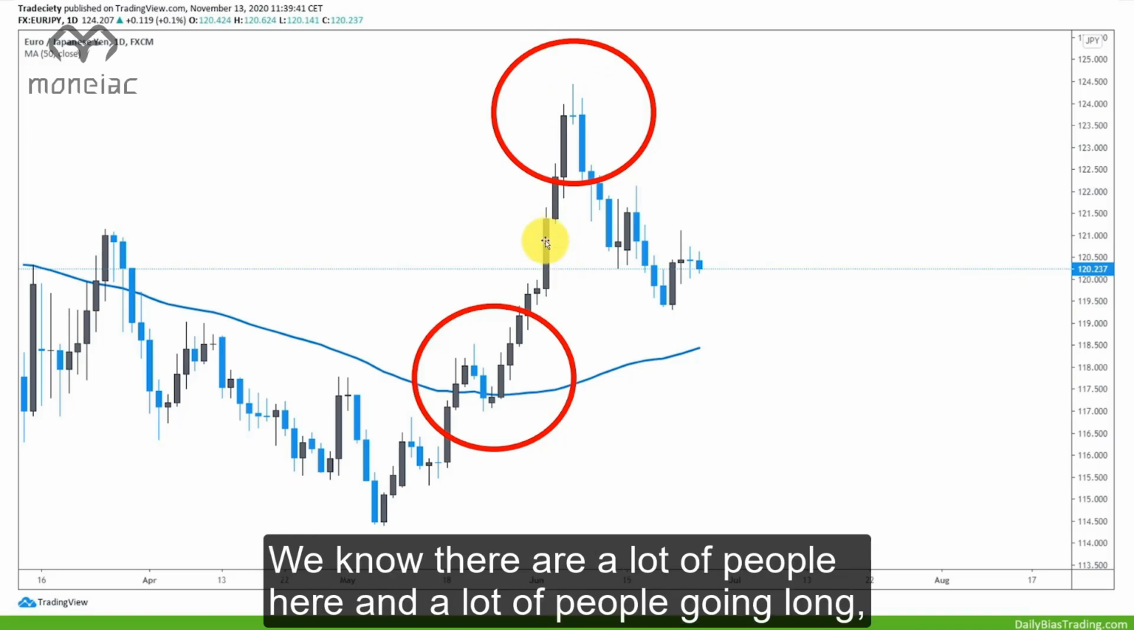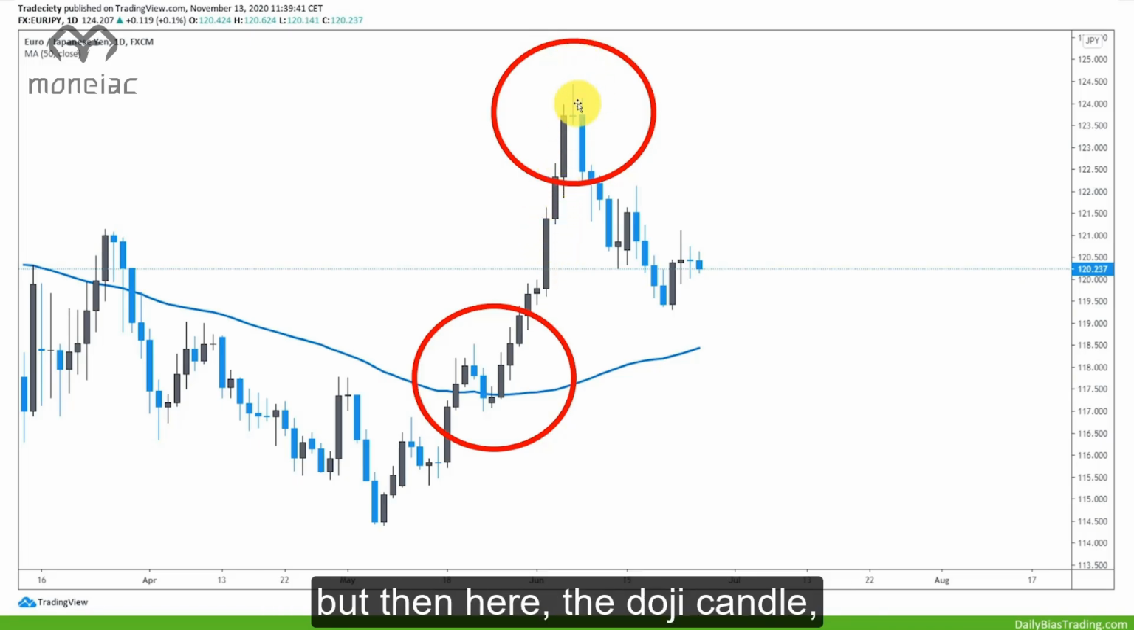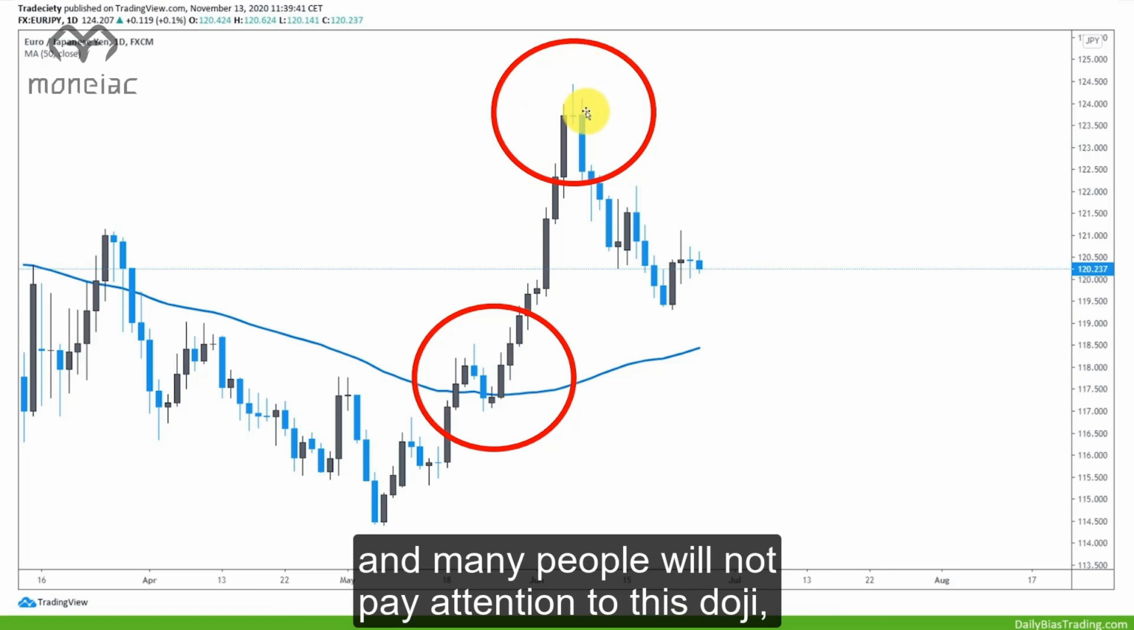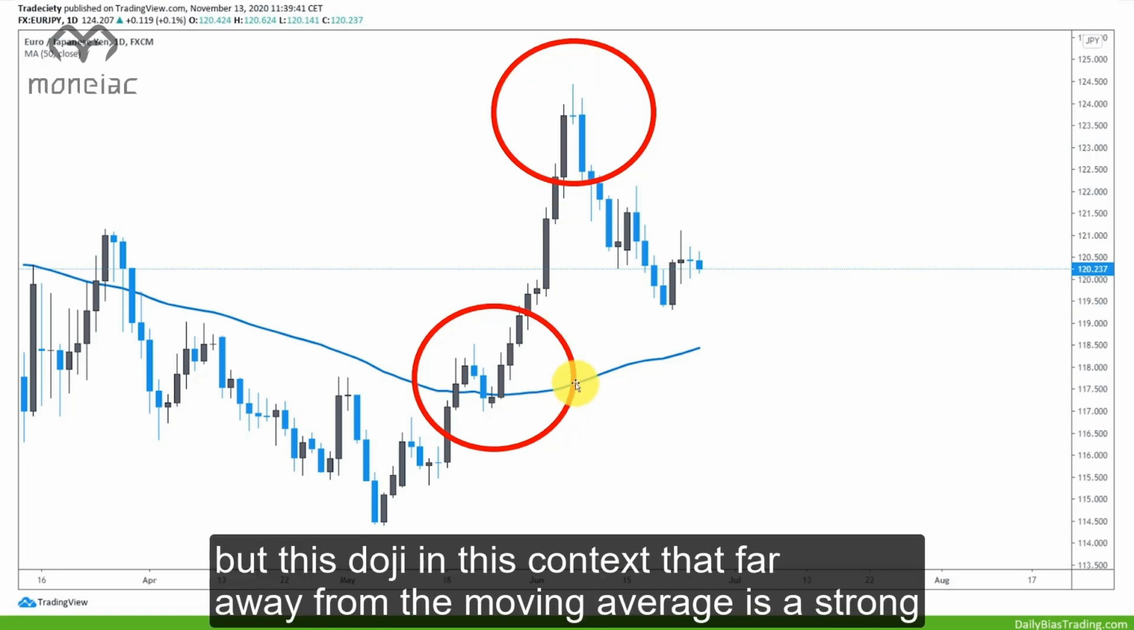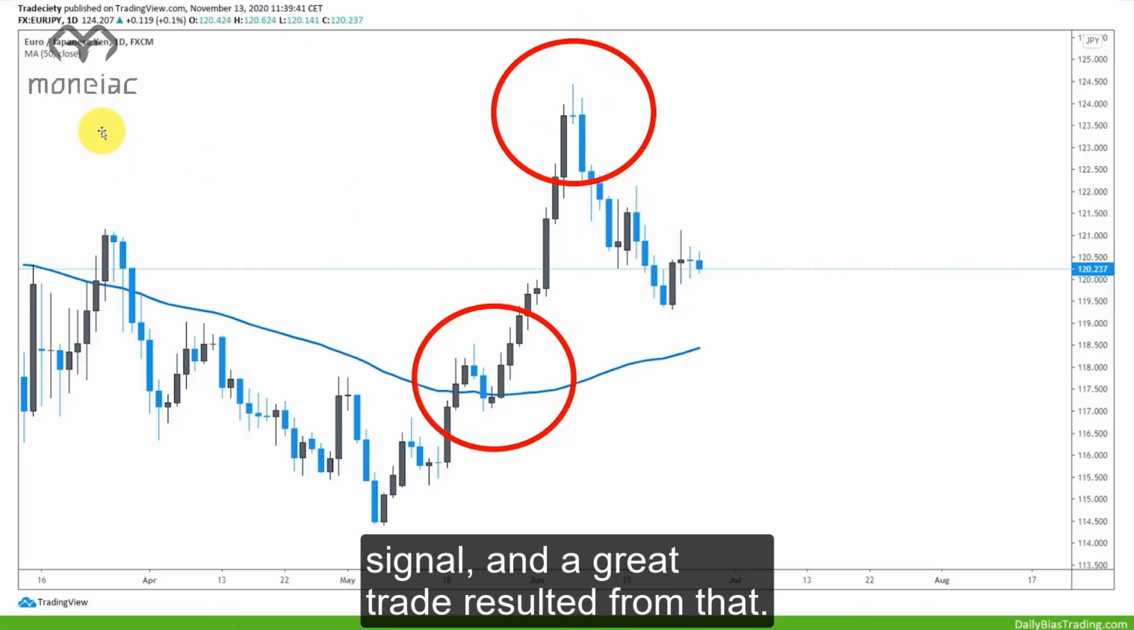We know there are a lot of people here going long. But then here, the doji candle, many people will not pay attention to this doji, but this doji in this context, that far away from the moving average, is a strong signal, and a great trade resulted from that.